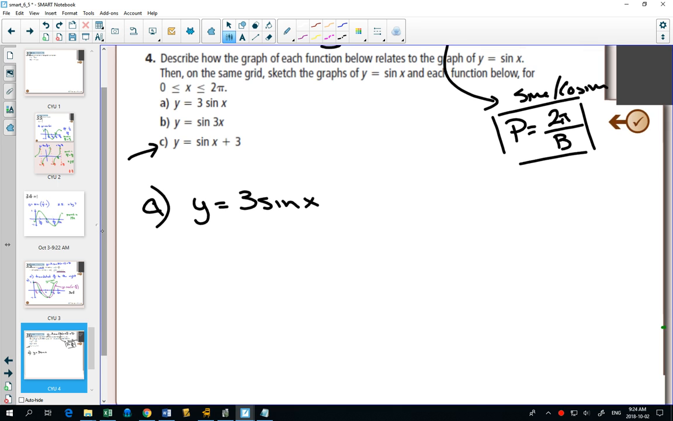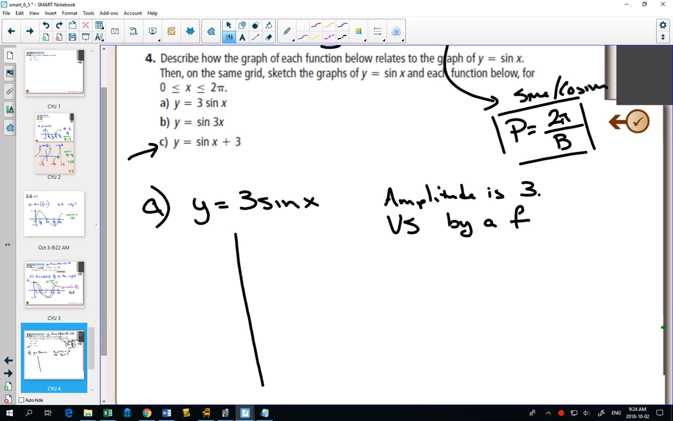Dealing with 3 sine x, what are we supposed to do? We're supposed to describe how it relates. Now the amplitude is 3. This is a vertical stretch by a factor of 3. That's our describe part. Remember on an exam, when you have describe, you have to use words.